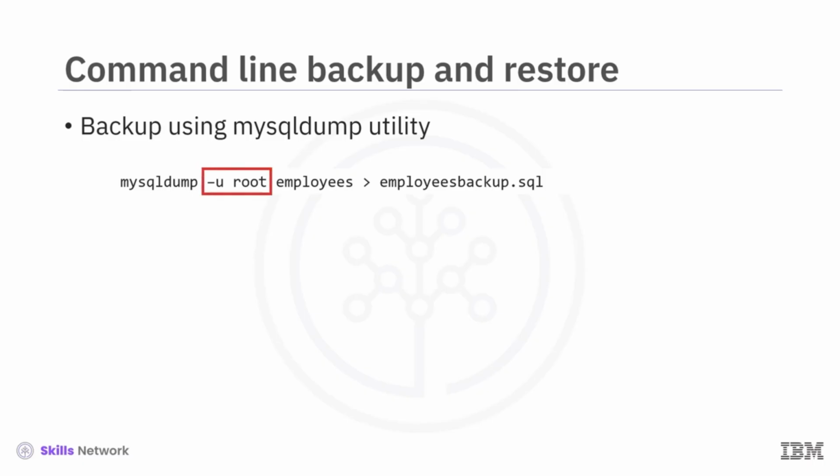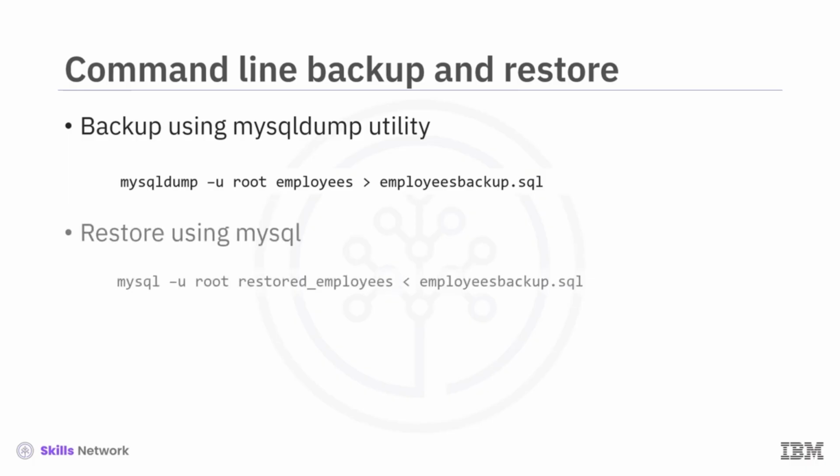The -u parameter specifies the username of root. Employees is the name of the database, and employee backup.sql is the name of the file in which to create the backup. If you want to just back up specific tables, you can list their names after the name of the database. And to restore a backed up file, you can use MySQL in a similar fashion.